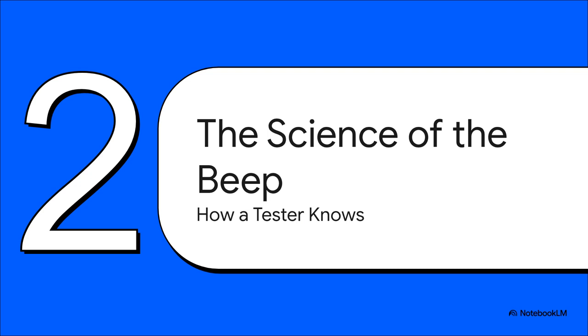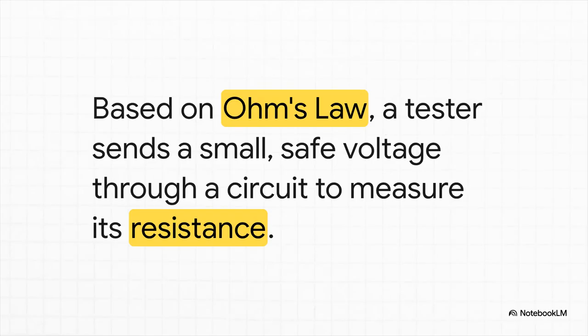Okay, so let's get into the cool part. How does that little handheld gadget actually know the difference? And how does it make that beep? It's not magic. It all comes down to some really simple, kind of elegant physics. So your tester, it's not sending some huge jolt of power down the line. No, it just sends a tiny, totally safe little signal through the wire. It's basically asking, hey, how tough is it to get from one end to the other? And by measuring the resistance, or the pushback that it gets, it knows the answer almost instantly.